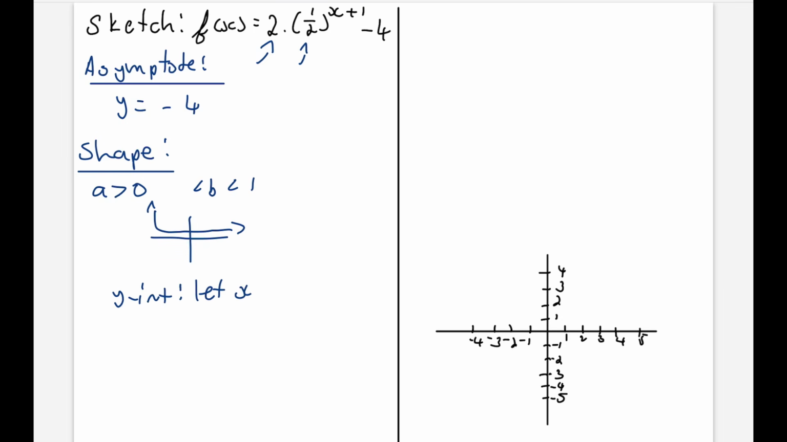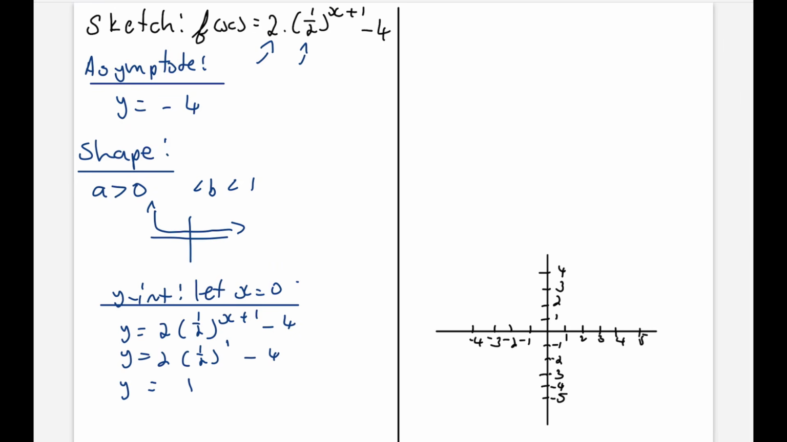To find the y-intercept, we're going to let x be 0. Now in our case, y is always equal to 2 times a half to the power of x plus 1, minus 4. In place of x, if we put 0 here, we're left with just 1. What is 2 times a half? That's 1. So now we have 1 minus 4. And we know that 1 minus 4, or is it 1? Yes, 1 minus 4 is negative 3. And so our y-intercept is an x value of 0 and a y value of minus 3.